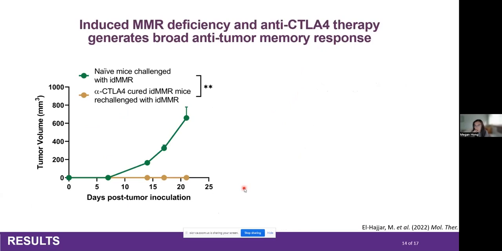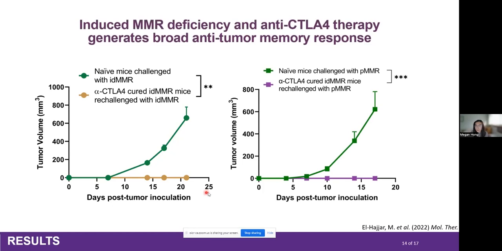But what was most interesting about this research was the immune memory response that was generated, where if we took the mice that had the induced mismatch repair deficient tumors that were cured with anti-CTLA-4 and re-challenged them with the induced mismatch repair deficient cells, 100% of these mice were able to reject tumor establishment compared to naive mice that were challenged for the first time. And we also tried to challenge them with the mismatch repair proficient cells. And again, these mice were still able to completely reject the establishment of these tumors.